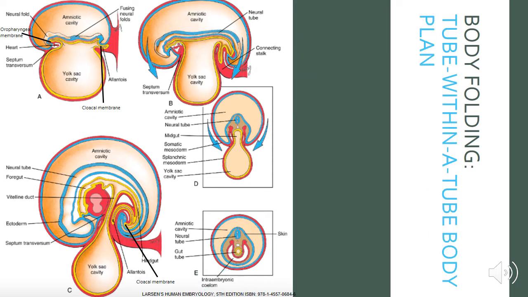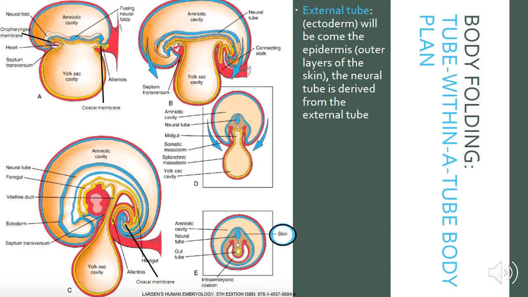So at this point, we now have our tube within a tube body plan. But what are our tubes? The external tube is the ectoderm, or the future external layer of the skin, the epidermis. The neural tube is actually also derived from this external tube, and we'll get to that in our next lecture.